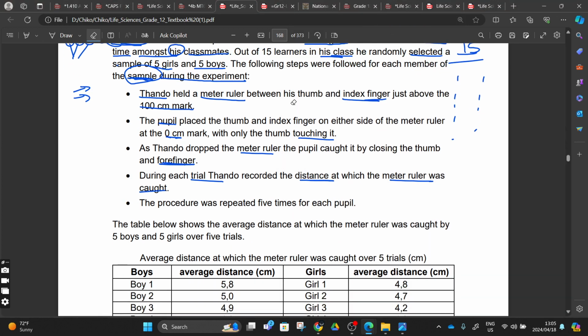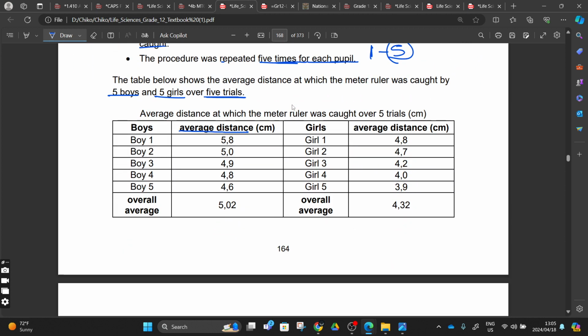From the statement, they used a 100 centimeter ruler with a mark, and the procedure was repeated 5 times for each pupil. It means that one person had 5 chances to perform that, and then the average distance was recorded. The table below shows the average distance at which the ruler was caught by 5 boys and 5 girls over 5 trials. So this is the average.